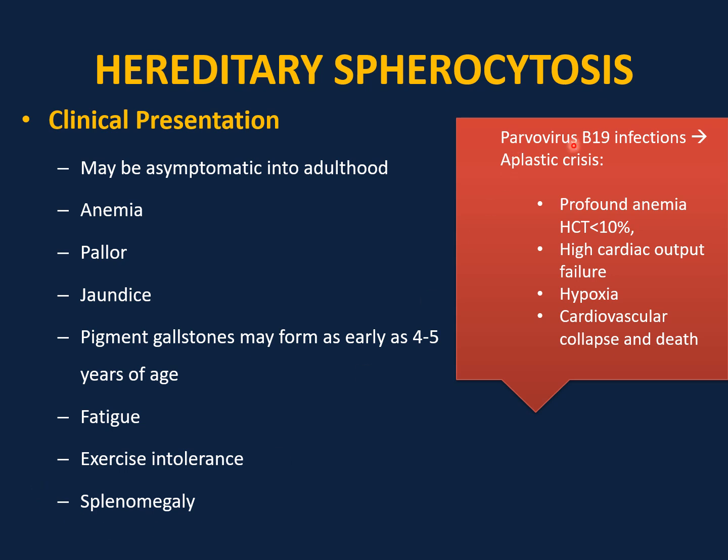Patients with a blood disorder like sickle cell anemia or spherocytosis cannot afford to be infected with this virus, parvovirus B19. So this virus will infect a healthy person, they will have mild anemia and they will recover quickly with no symptoms. But in patients with a blood disorder, this may be complicated by aplastic crisis, and they will have a profound anemia with hematocrit less than 10%, high cardiac output, failure, hypoxia, cardiovascular collapse, or even death.